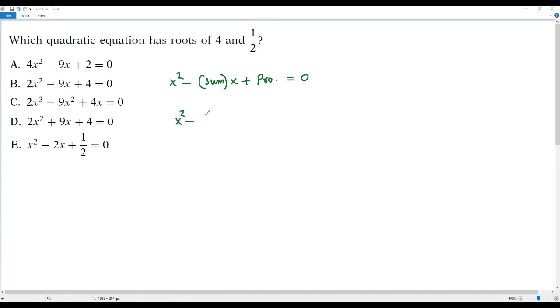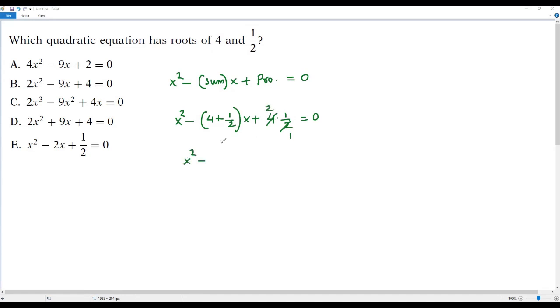Here, x squared minus. Now to get the sum of the roots, we have to add the given two roots. That is (4 + 1 over 2) times x plus. Now to get the product of the roots, we have to multiply the given two roots. That is 4 times 1 over 2 equals 0. Here 2 goes into 2 one time and 2 goes into 4 two times.